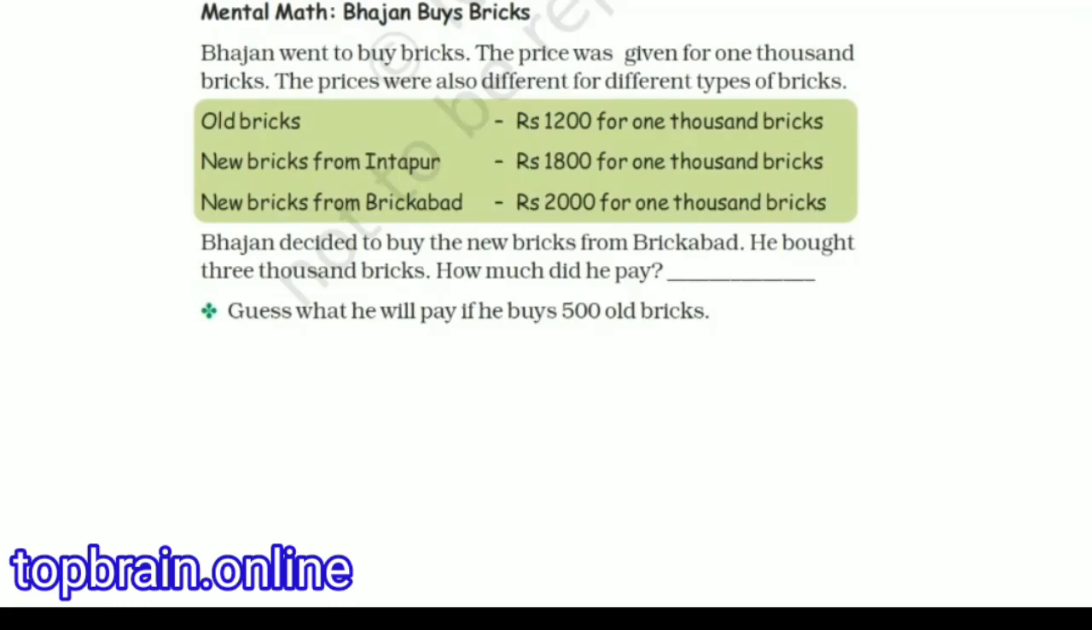Guess what he will pay if he buys 500 old bricks? He will pay half of rupees 1200, that is 600, for buying 500 bricks, because it is given that old bricks cost rupees 1200 for 1000 bricks, and Bhajan is buying half of 1000, that is 500 old bricks, so he has to pay half of rupees 1200, that is 600 rupees.